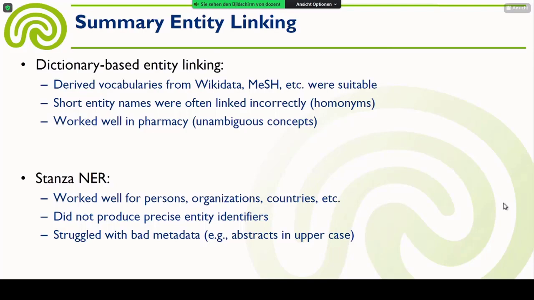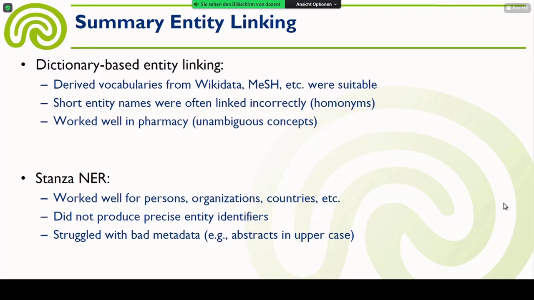Well, what did we learn? We have two different methods which we investigated for entity linking. Basically, we derived vocabularies from Wikidata, MeSH, and so on, and performed dictionary-based entity linking. If your terms are precise, like for drugs and plant families, it works really well. Persons also work well. Large events work well. But short terms, which may refer to a plethora of different concepts, not so good. Then you have many incorrectly linked homonyms, and this can be a problem.